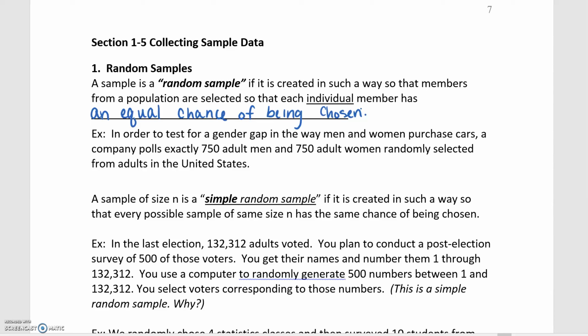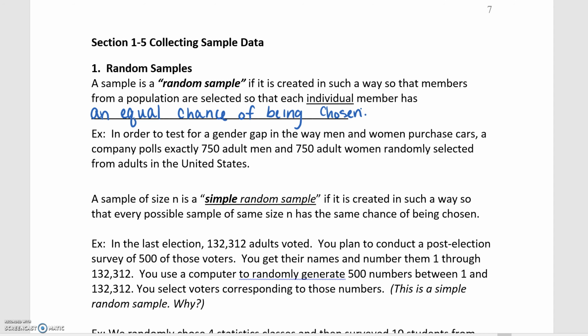An example here says, in order to test for a gender gap in the way men and women purchase cars, a company polls exactly 750 men and 750 adult women randomly selected from adults in the United States. So here, assuming that each person in the United States had the same chance of being selected, this was a random sample.